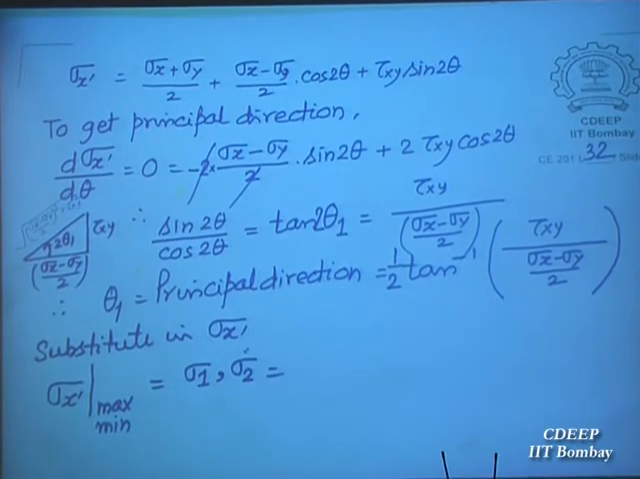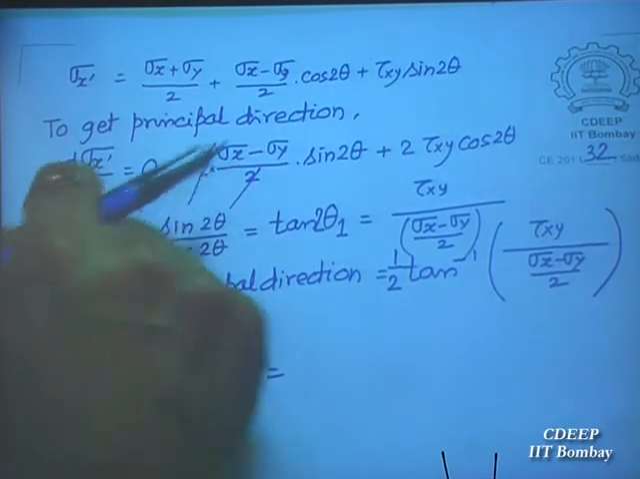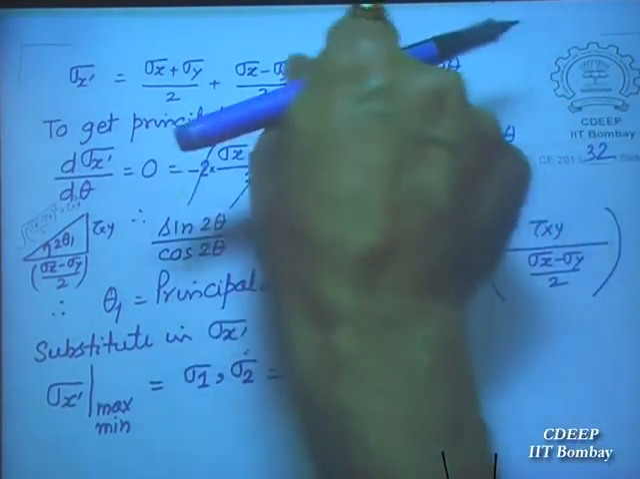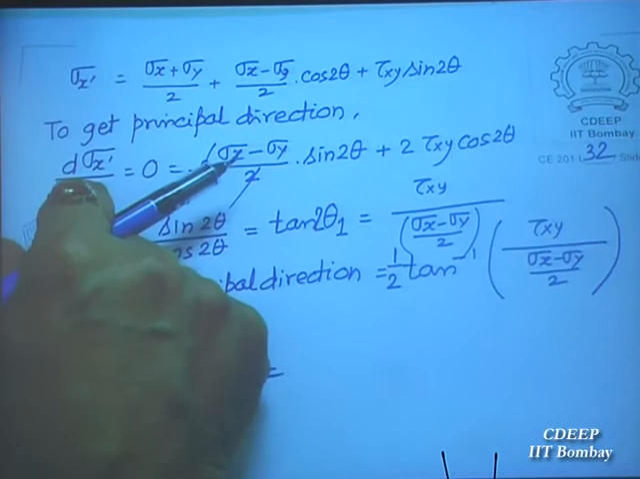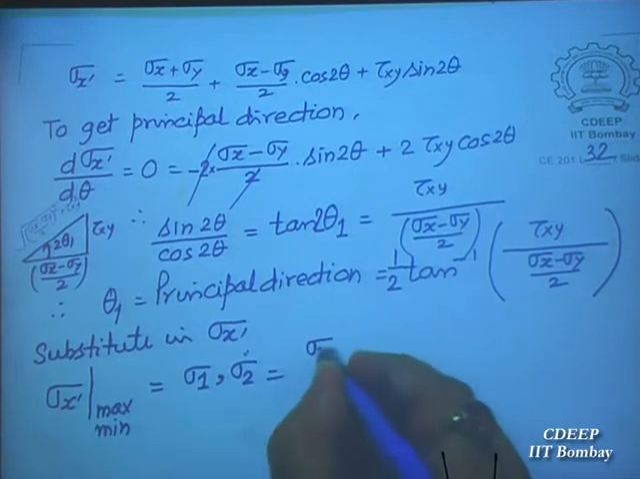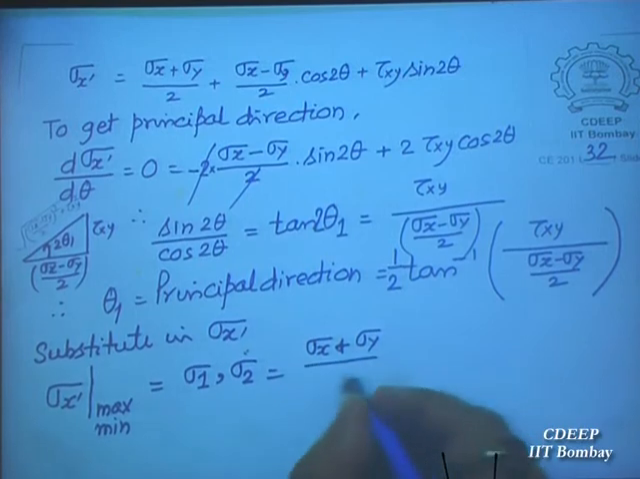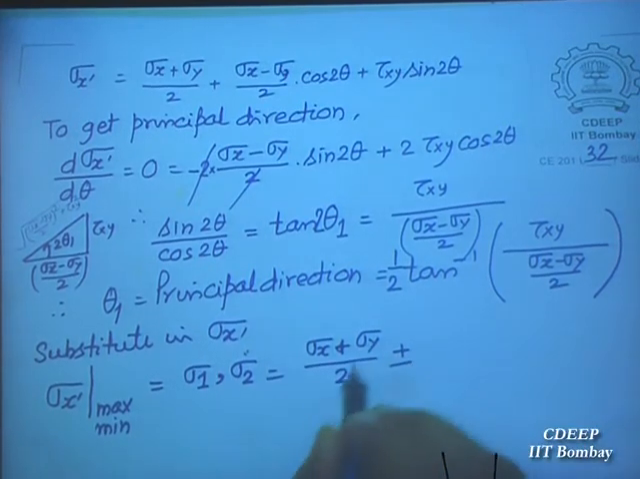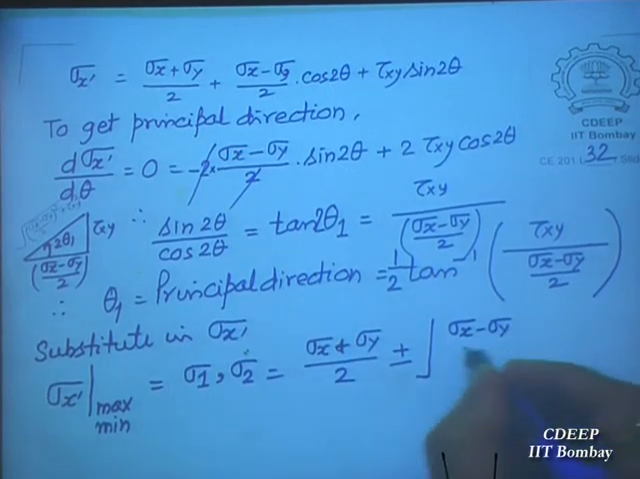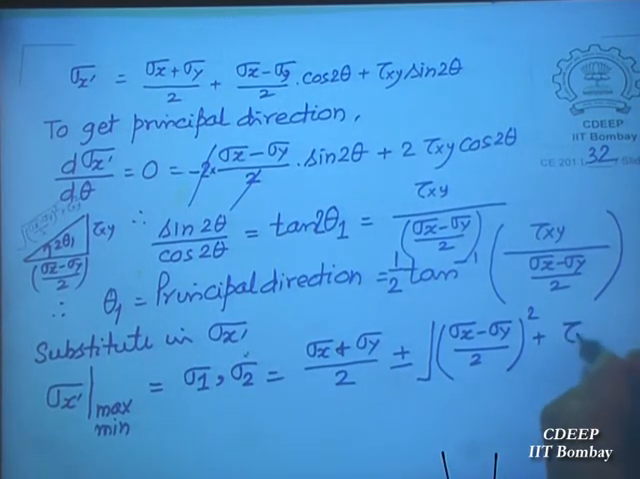So you can use this, because sine is equal to this divided by this, and cosine will be this divided by this, under root this. If you substitute this, you will get, silence please, sigma x plus sigma y by 2 plus minus, so these are the maximum values, maximum or minimum.